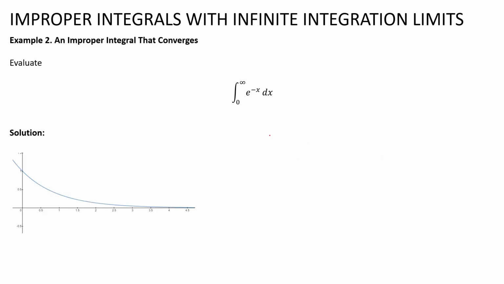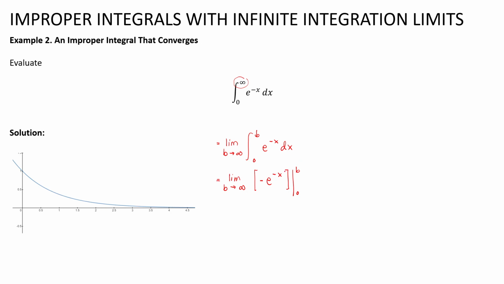So let's go to another example. Again, take out the infinite limit. So this becomes the limit of b as b approaches infinity, and this is from 0 to b, e to the power of negative x dx. Next we integrate. So the limit of b approaches infinity, this will give us negative e raised to negative x, then the limit is from 0 to b.